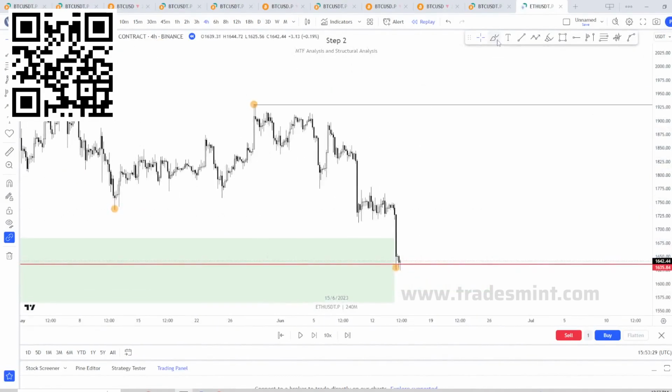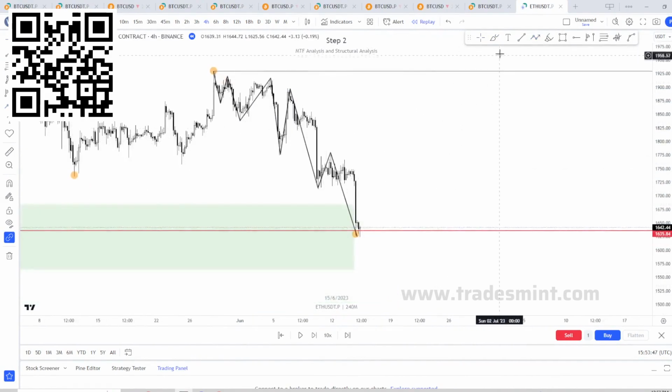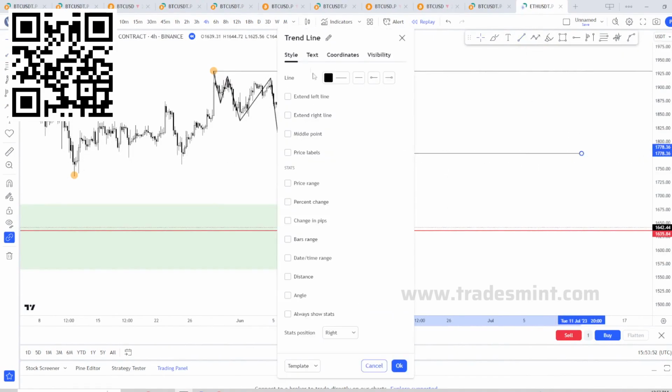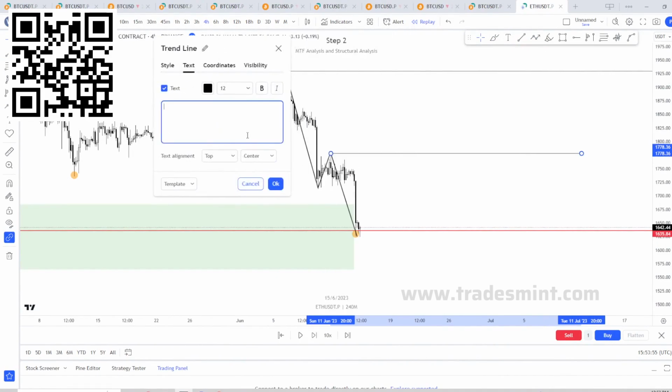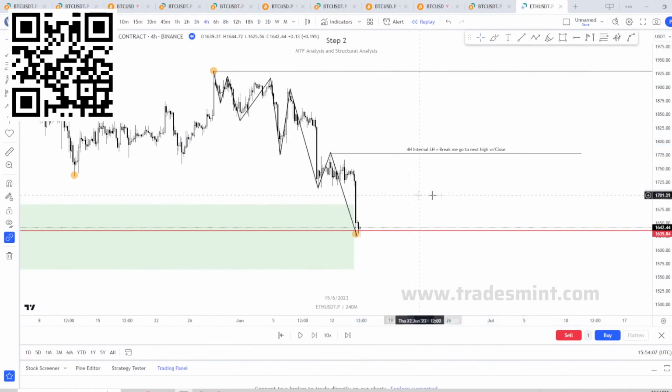So in saying that, we can dissect the top down leg. That's what we're going to do so we can figure out when this becomes weak. Okay, let's go ahead. So we went down, up, down to here, up to here, down to here, up to here, down, and then up, and then down again. There you go. So if we break this guy right here, we'll actually label this out, because we're still beginners and we want to label things out. 4-hour internal, lower high, break me, go to next high. It has to be a close. That's the logic, right?